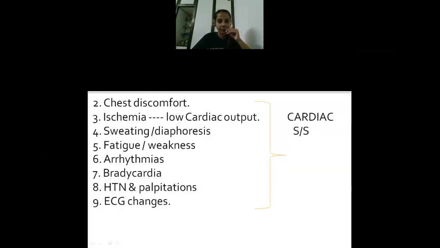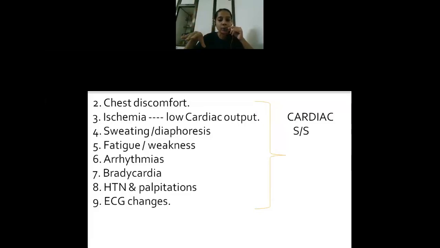Next, some other symptoms are also there that are related to the chest. Why are there cardiac signs and symptoms? Because of decreased oxygenation or decreased blood flow, or ischemia. So the patient will experience chest discomfort, and because of ischemia, what happens to the cardiac output? It becomes low. Even if the heart is trying hard to pump the blood, maybe at some point it will increase cardiac output, but slowly the cardiac output will be going down.